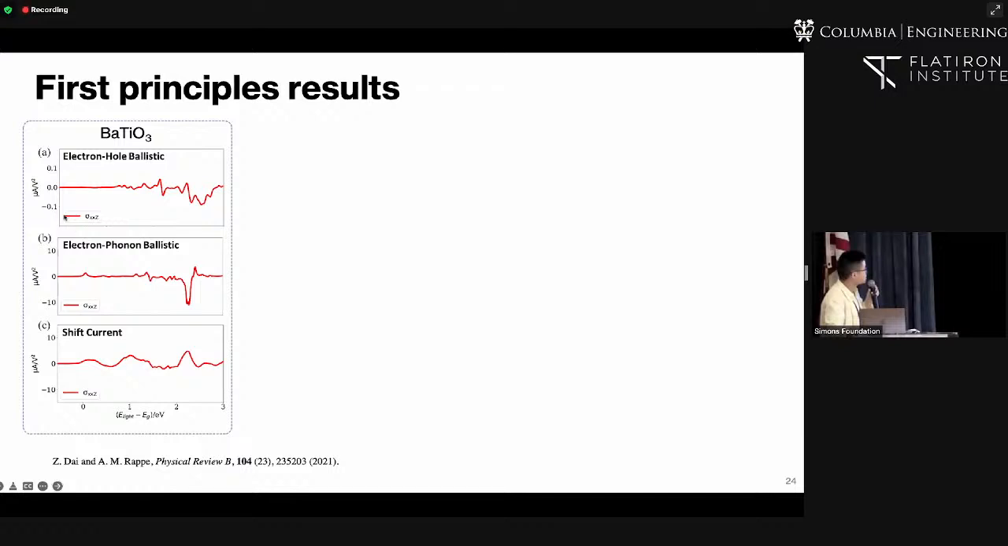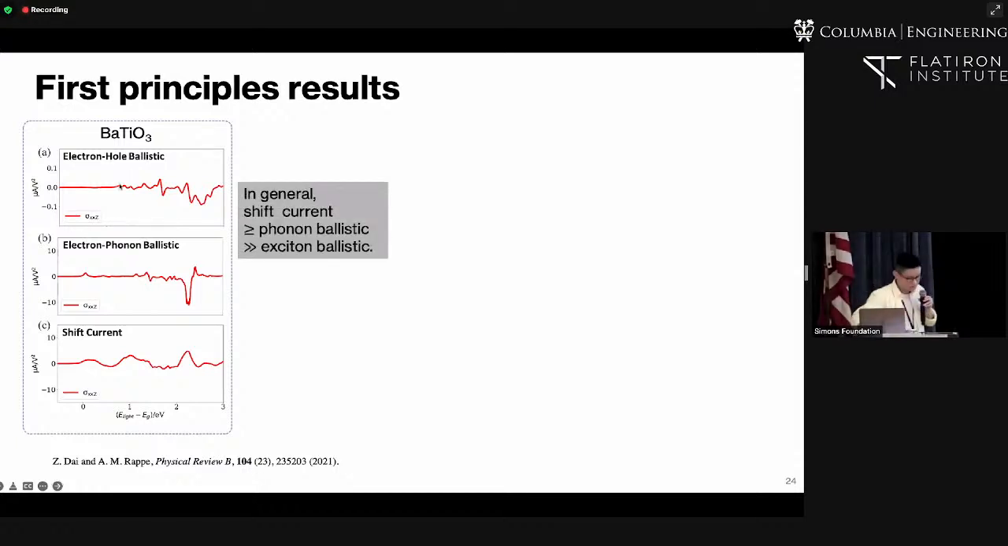But the most important thing is that if you look at the scale, it's really on a different scale. It's actually 2 orders smaller than the phonon ballistic current. Oh, by the way, we termed this current the exciton ballistic current because it is so related to the exciton. So this basically tells us that at least for this material, the exciton ballistic current is much less important than the phonon ballistic current and the shift current.